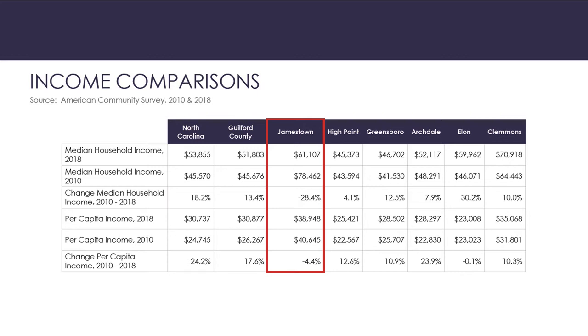Jamestown's per capita income in 2018 was also much higher than that of the state, Guilford County, as well as its neighbors and regional peers. Interestingly, while there was a decrease in Jamestown's per capita income over that period as well, it was much less than the decrease in median household income.